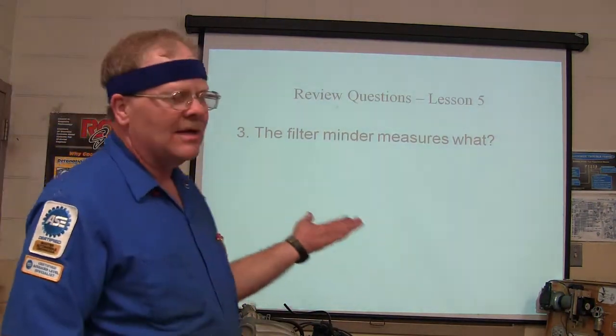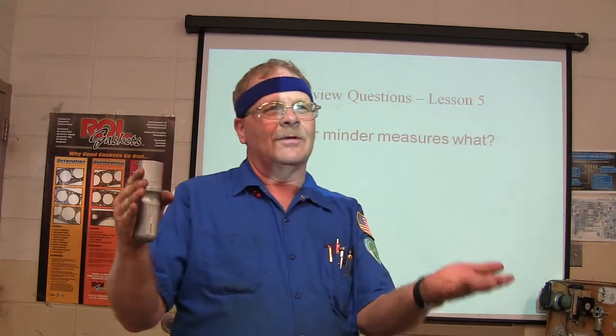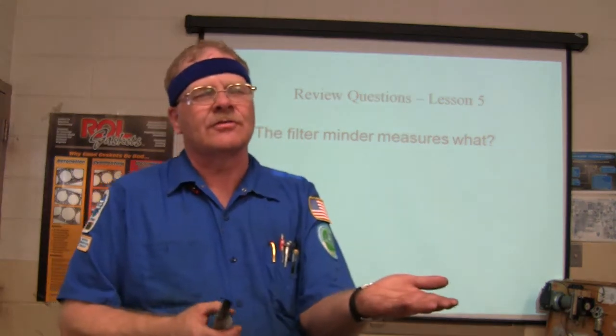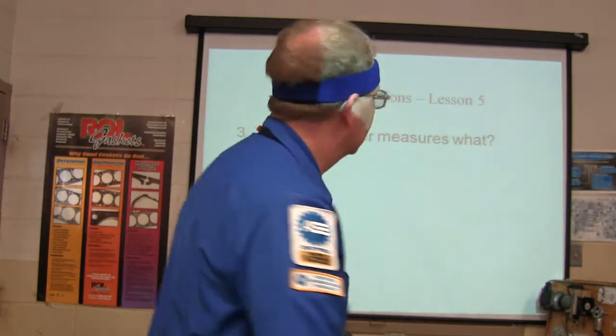The filter minder measures the pressure between the air filter and the engine. If the pressure drops below atmospheric pressure because the filter is restricted, it moves that little indicator and makes it show that it's a filter problem.